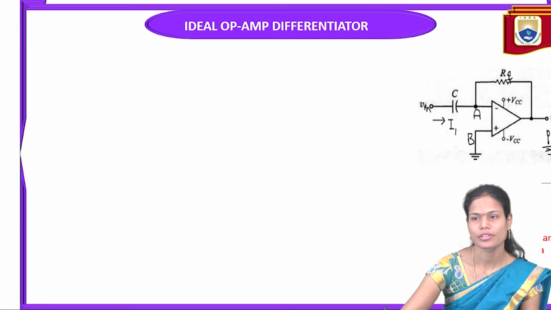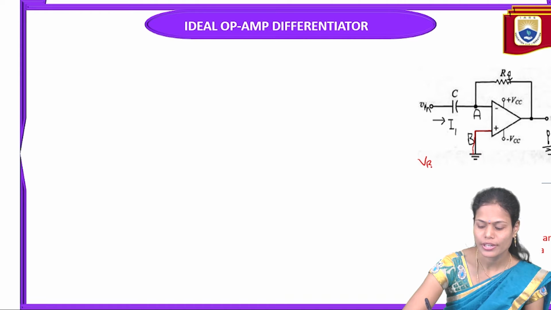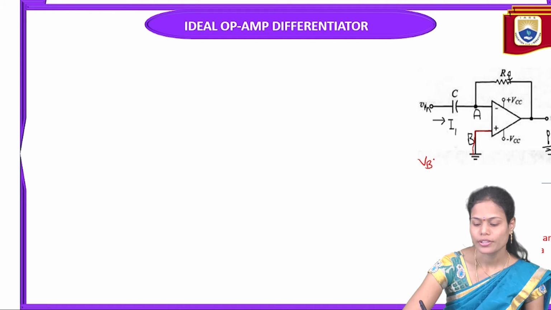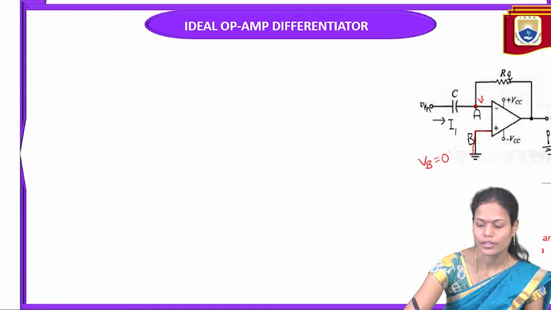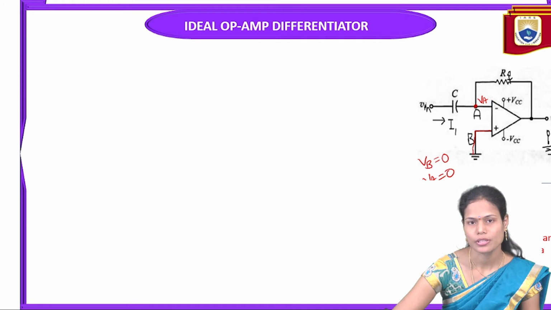For that I am considering the same circuit again here, and here the positive terminal or non-inverting terminal is grounded. That is nothing but VB, the voltage at point B, is 0 here. And according to the virtual ground concept, once this VB value is 0, or it is grounded, the voltage at this point, VA, must be 0. About the virtual ground concept, we discussed in the previous session.